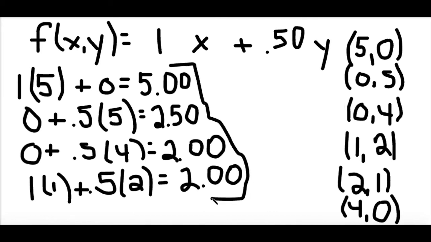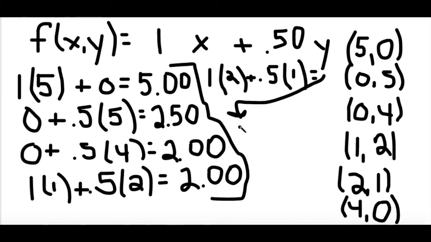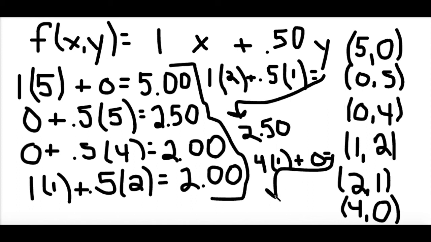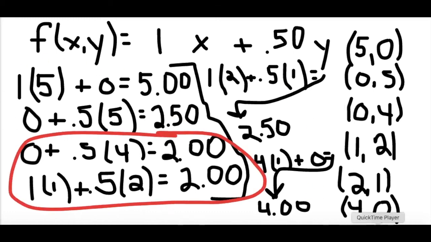We have 2 more to go over: (2, 1) and (4, 0). So that would be 1 times 2 for the 2 ounces of Carrot Crunch and 1 ounce for Bunny Munch. Together that equals $2.50. Finally, we have (4, 0). No ounces of Bunny Munch, 4 ounces of Carrot Crunch. So that would be 4 times 1, and that equals $4. Looking at this, we know the two most effective combinations are (1, 2) and (0, 4), both equaling $2.